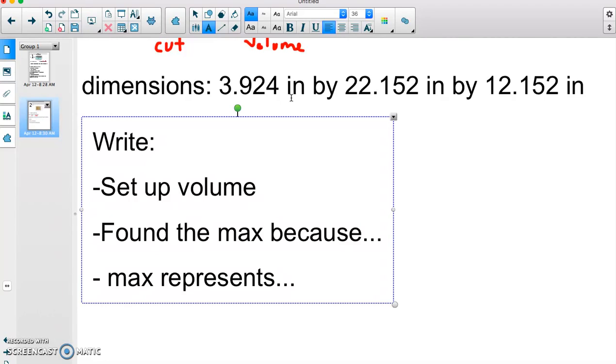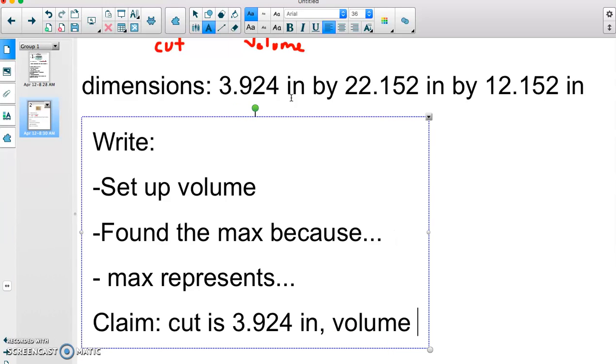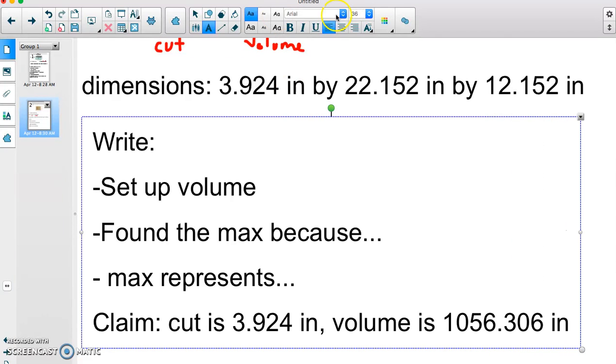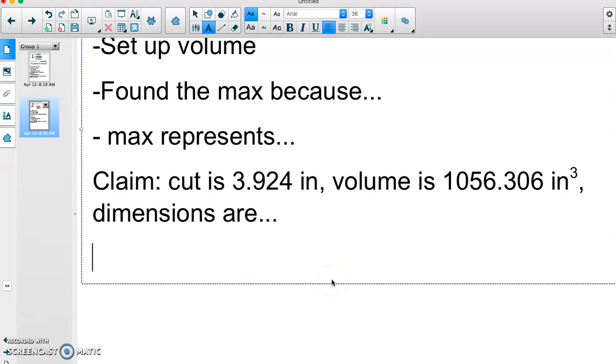Okay, so then again, we have to talk about claim, evidence, and reasoning. So making sure in our write-up we're hitting on all of these things. So my first claim is that a cut is going to be 3.924 inches. That's one of my claims. Another claim is that the volume is 1,056.306 cubic inches. Okay, notice I'm using proper units here. And my last claim is that the dimensions are, and I'm not going to repeat them, they're right up here. All right, so there's our claim.